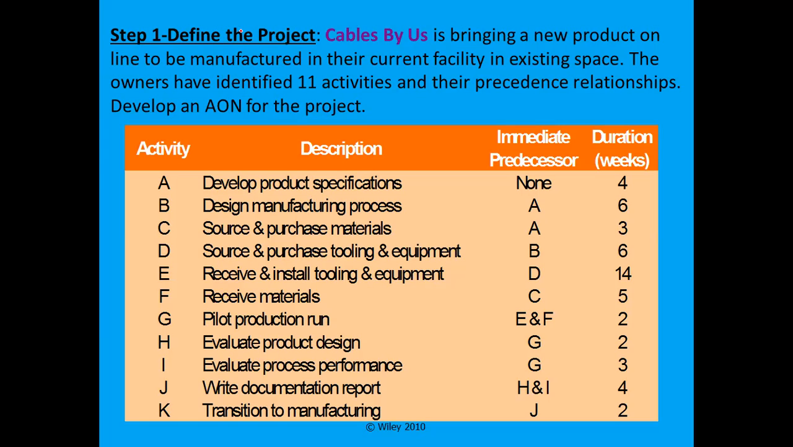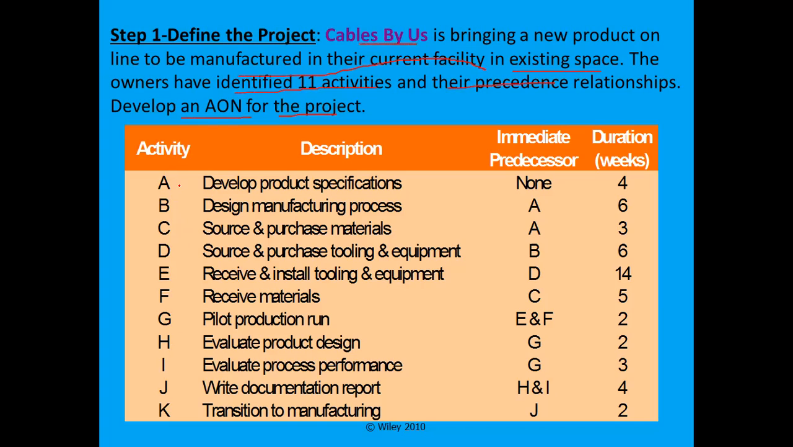See here, define the project. Cables by US is bringing a new product on the line to be manufactured in their current facility in existing space. The owners have identified 11 activities and their precedence relationships. Develop an activity on node network for the project. Now, it is a manufacturing company, Cables by US, which has found 11 activities: A, B, C, D, E, F, and so on.